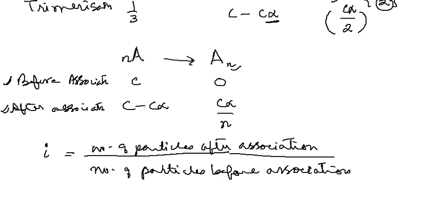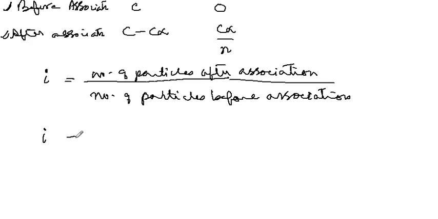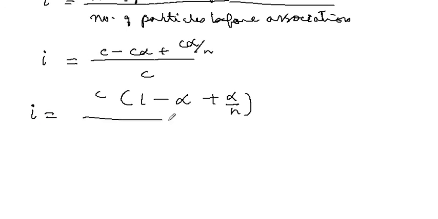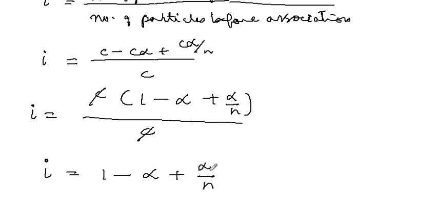So what we can write is, before association it is just C, and after association it is C minus C alpha plus C alpha by N, which means if we take C as a common factor, we would have 1 minus alpha plus alpha by N divided by C. We can cancel this out, so we get the relationship i equals 1 minus alpha plus alpha by N.